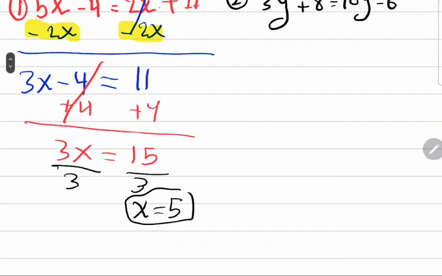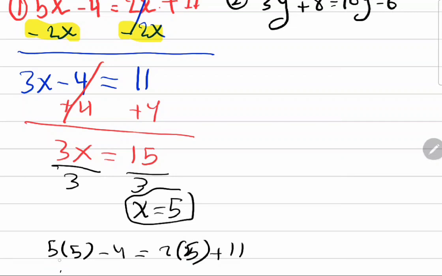That's our solution. Now let's check that solution by plugging it in for x and seeing if it works. So let's come to the side here. We have 5 times 5 minus 4 equals 2 times 5 plus 11. Let's work through the left side first. So we have 5 times 5, which is 25.